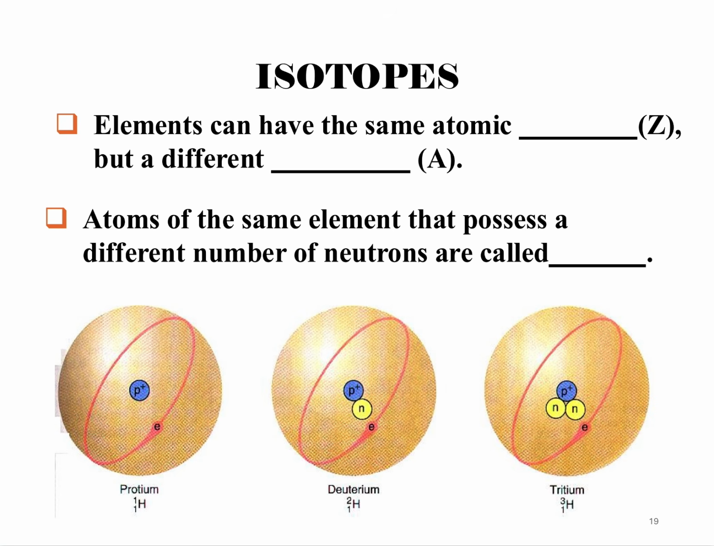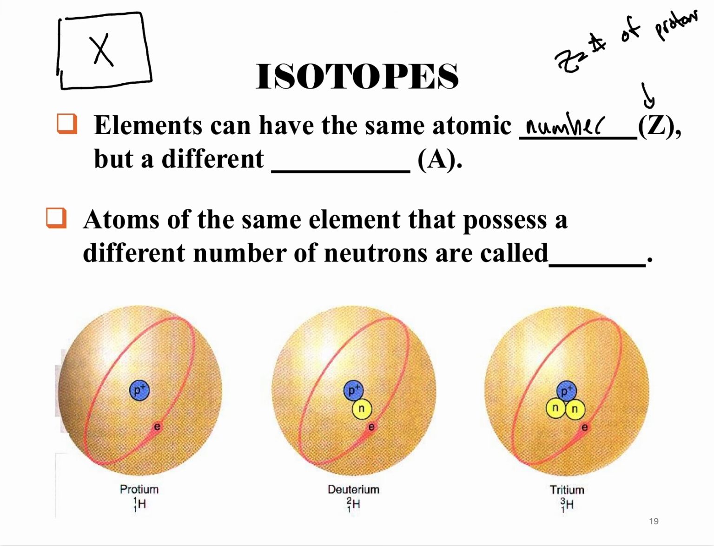Elements can have the same atomic number, Z. Remember, Z equals the number of protons, and this is the number on the periodic table that you see. If we were to look at the periodic table, you would have the elemental symbol here, the mass number here, and then in the upper right or left hand corner, you have the atomic number Z.